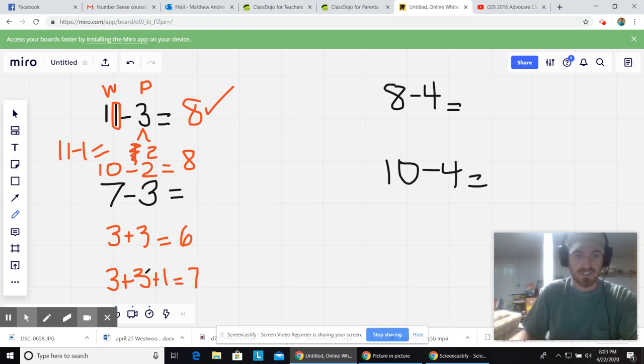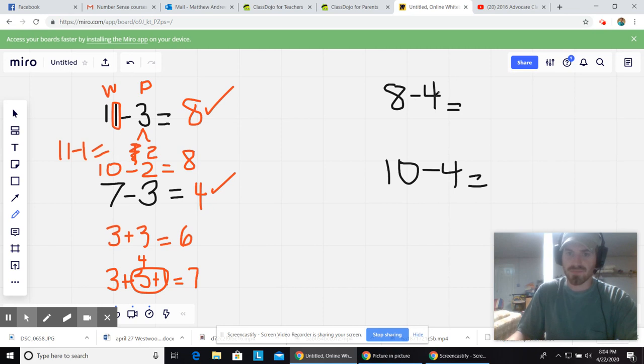And I can think of that 3 and that 1 as a 4. So instead of 3 plus 3, I would have to use 3 plus 4 to get the 7. So since 3 plus 4 is 7, 7 minus 3 has to be 4.